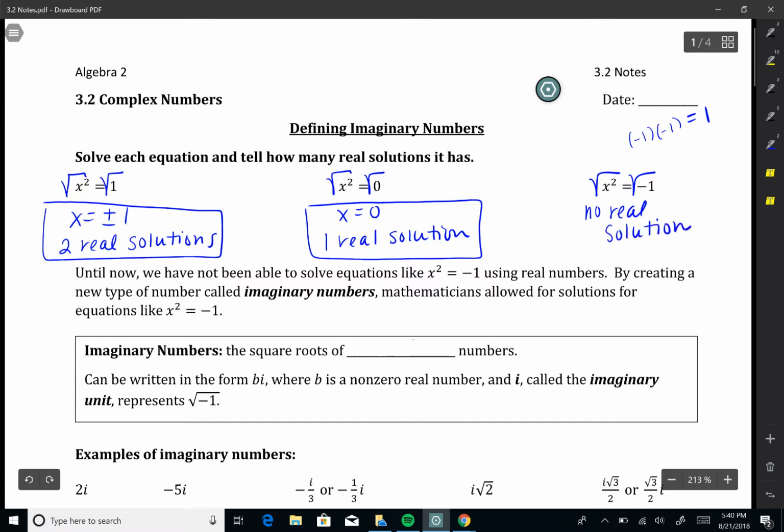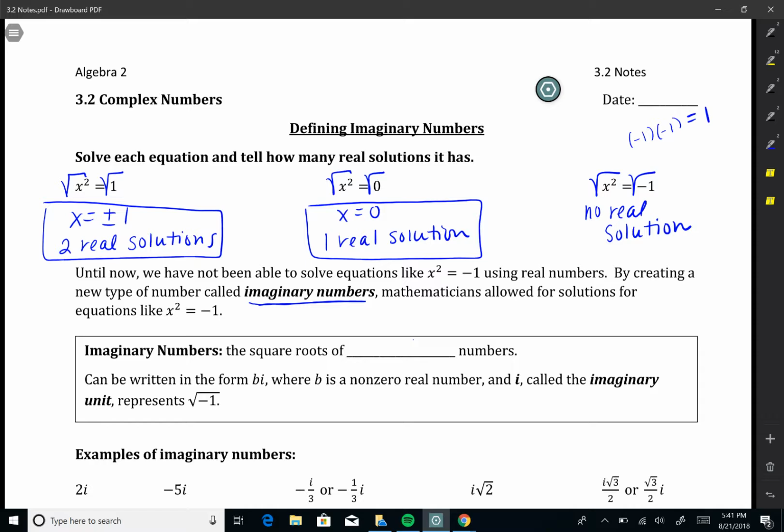And we've accepted that until today. We have not been able to solve equations like this using real numbers, so by creating a new type of number called imaginary numbers, mathematicians allowed for solutions for equations like x squared equals negative 1. Now, one place in the real world where imaginary numbers are used is electrical engineering, so we can talk about that in class. So basically, because I'm going to allow for imaginary numbers, I can solve any quadratic equation.